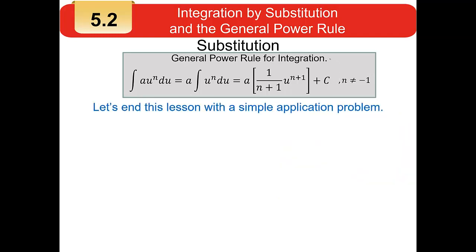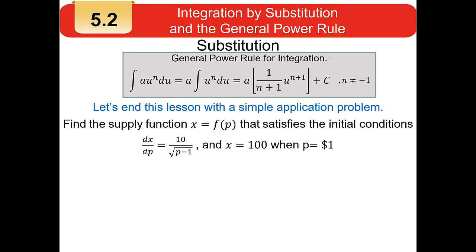Let's end with a simple application problem. Find the supply function x equals f of p that satisfies the initial conditions. The derivative of x with respect to p is that fraction, 10 over the square root of p minus 1. And we know that when x is 100, p is 1, or when p is 1, x is 100, however you want to think of it.